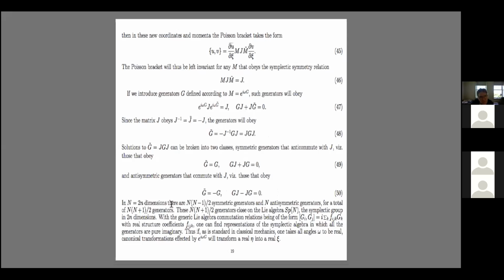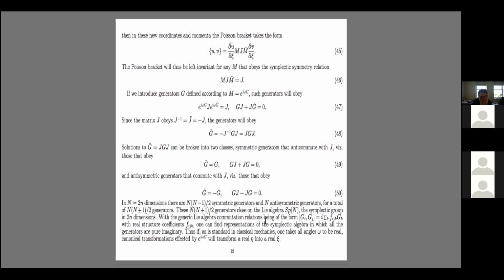There are n(n+1)/2 symmetric generators and n(n-1)/2 anti-symmetric ones. The total number of generators is n(2n+1), where n is the little n, and they close on the Lie algebra sp(2n), the symplectic group. So the Poisson bracket algebra is invariant under transformations with the symplectic group.